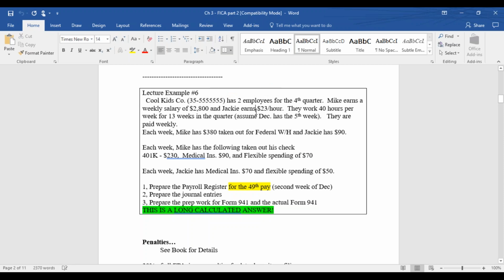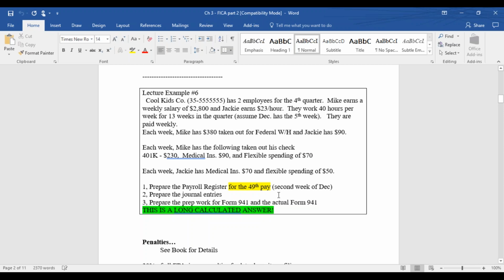I give you their wages. Mike earns a weekly salary, and Jackie earns $23 an hour. They all work 40 hours a week. I give us here how much Mike has taken out for federal withholdings, and how much Jackie has taken out for federal withholdings. And then I give us some other deductions that Mike has out of his check, and then what Jackie has out of her check.